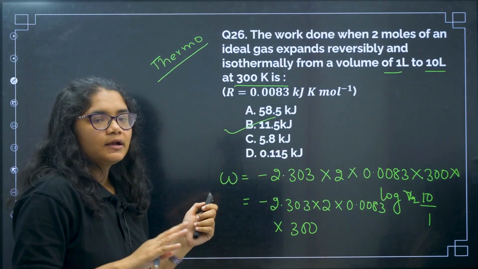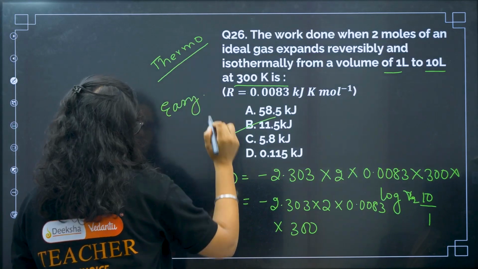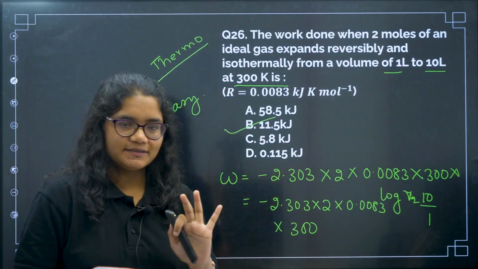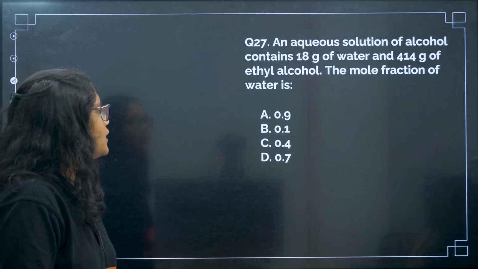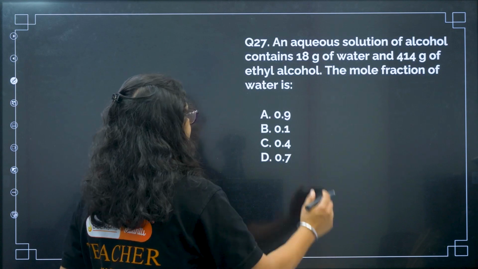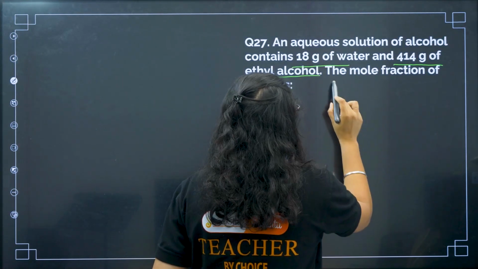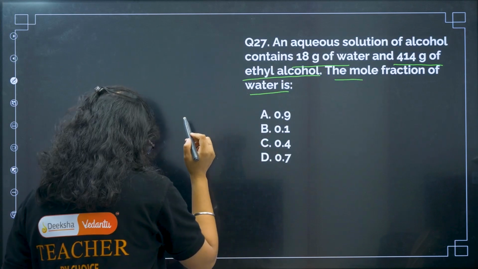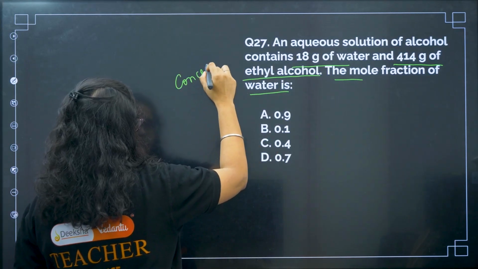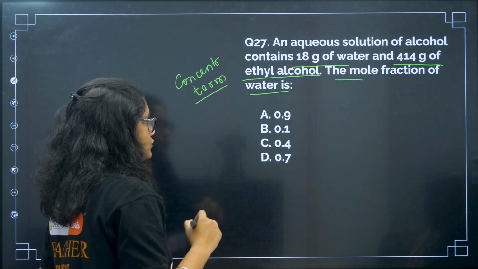Okay. Now let us see the next question. So again, this question is an easy and direct question. Direct formula based question. No need to use any complex concepts. Now coming to 27. An aqueous solution of alcohol contains 18 gram of water and 414 gram of ethyl alcohol. The mole fraction of water is. So this concept is again from your concentration terms, right? So this is there in your first chapter and also in the solutions chapter.